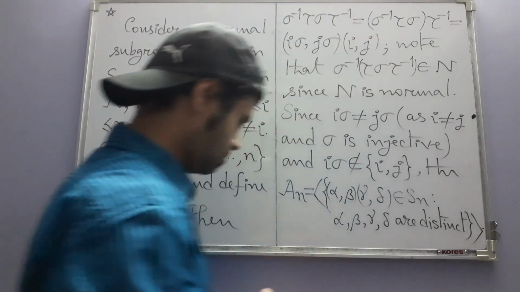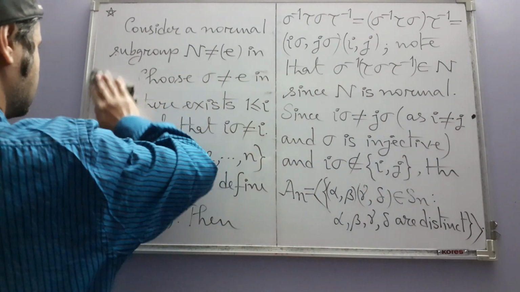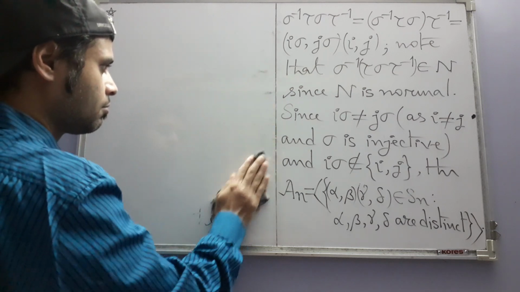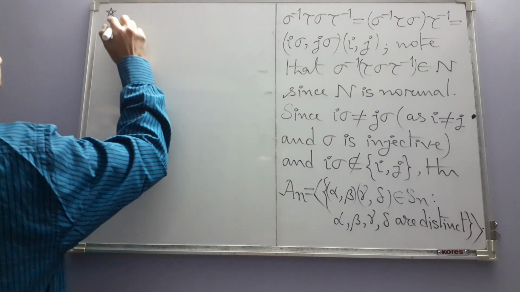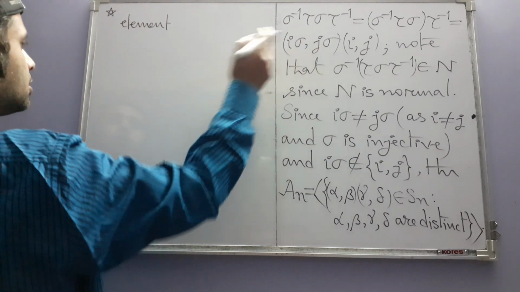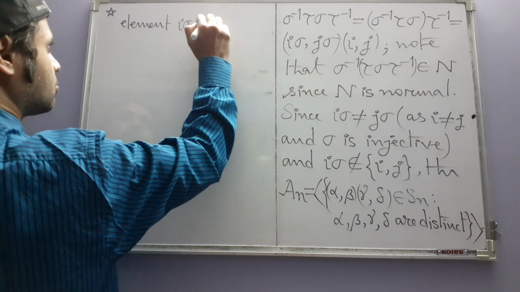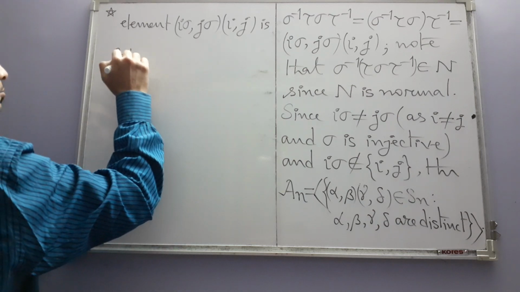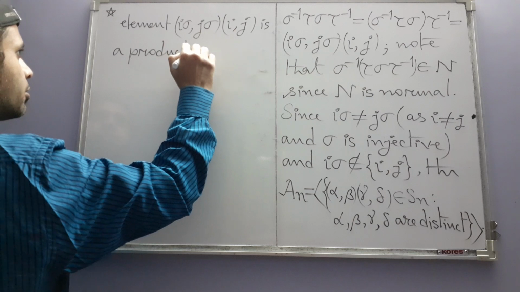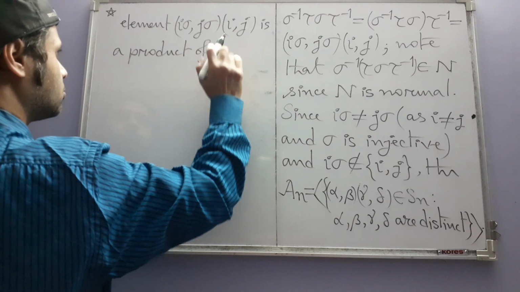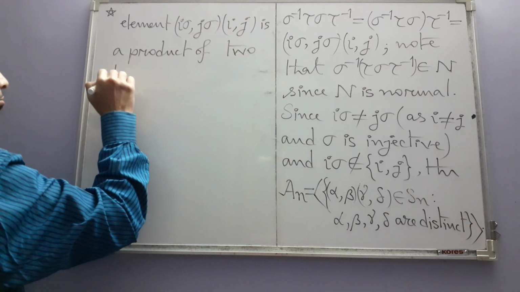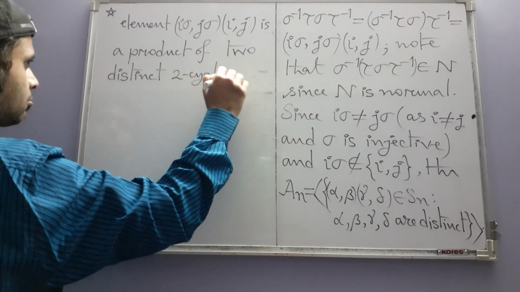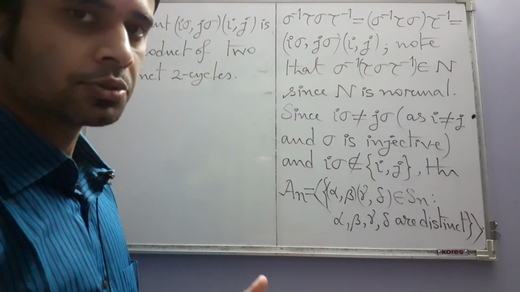The product, or we can just simply write the element, this element is a product of two distinct 2 cycles. Okay, so it's a product of 2 distinct 2 cycles.